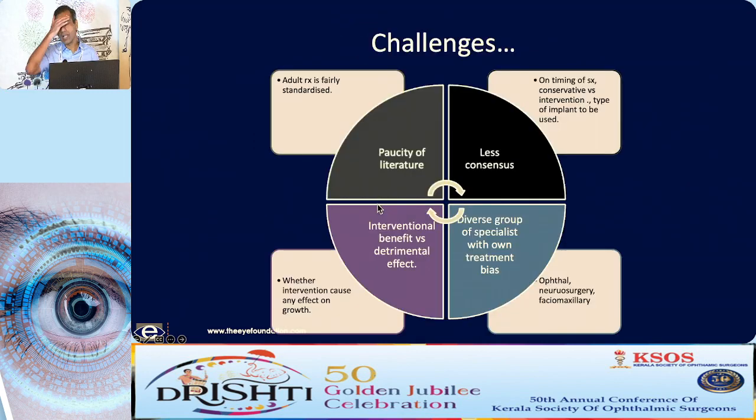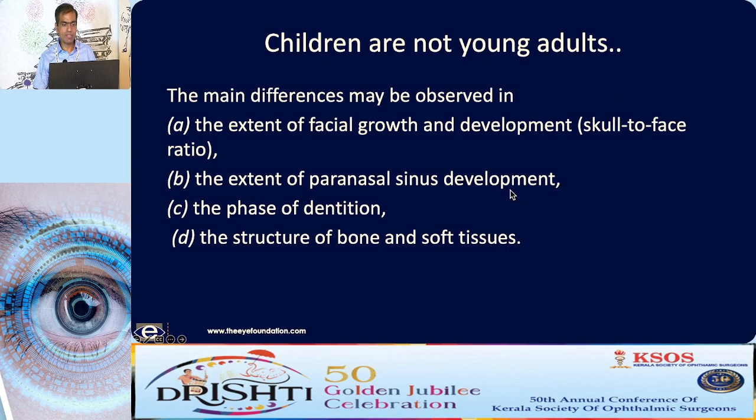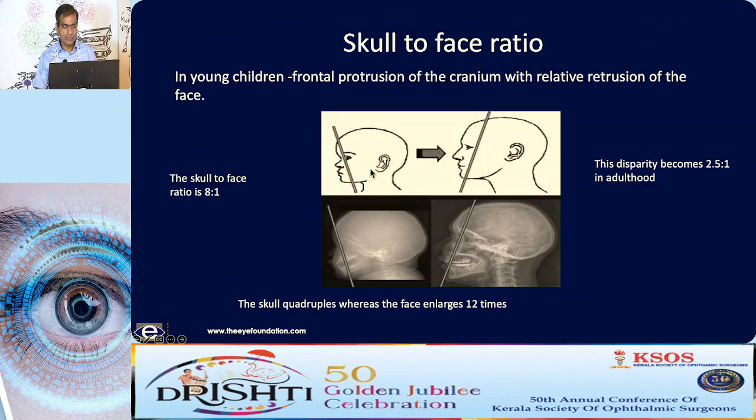Now come to blunt orbital trauma, specifically in children. There is paucity of literature, and there is not a great consensus on managing this category. It is a multi-speciality coordination that is involved in managing. They are not young adults essentially, because of the extent of facial growth and development, which I'll be covering in the slides to come. The skull to face ratio in childhood is 8:1. The skull is much more prominent. This becomes 2.5:1 in adulthood.